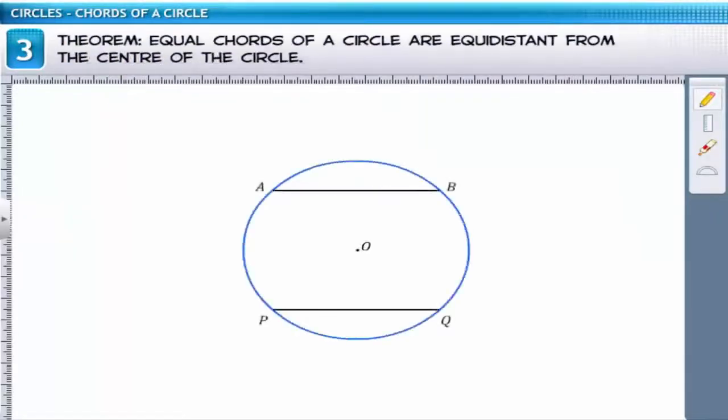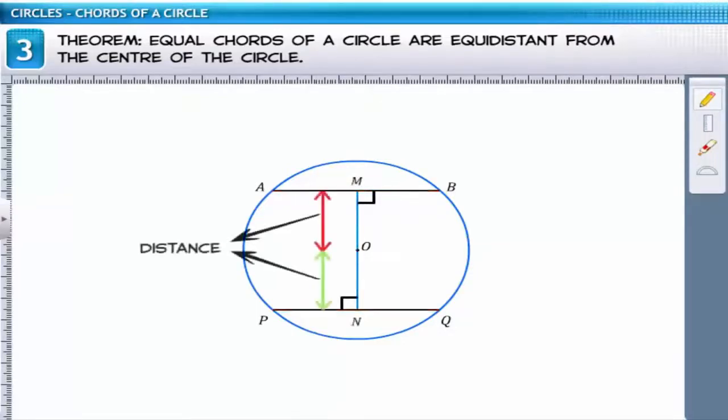In the figure, we have two equal chords, AB and PQ. Let's draw perpendiculars from the center O to the chords AB and PQ. The perpendiculars are OM and ON, which also represent the distance between the center and the chords. Now to verify the theorem, we will prove that OM equals ON.